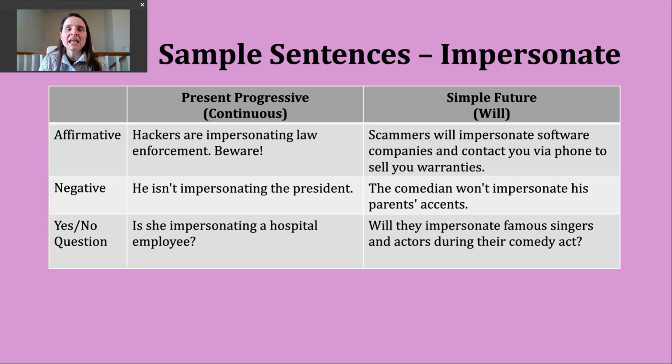Finally, let's look at making a yes or no question in the simple future. To do this, we're going to start with will, then we're going to have our subject, then the base verb. You can see that here. Will they impersonate famous singers and actors during their comedy act?